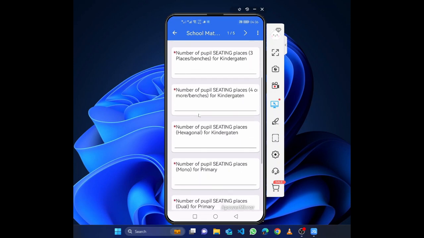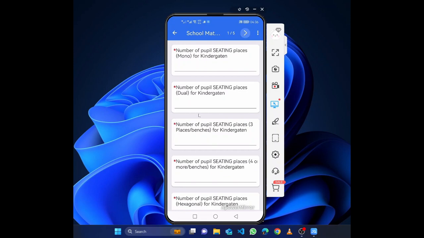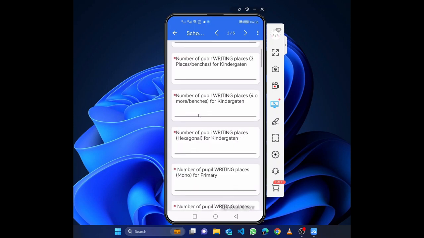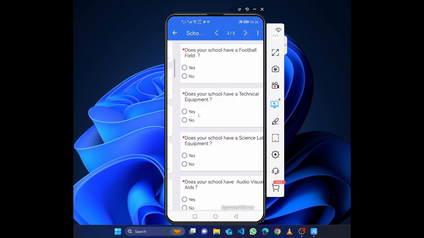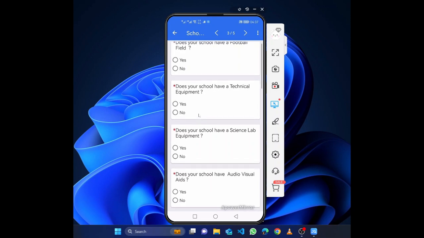So the first part is furniture. Furniture by the school. And the second one is also furniture, which is writing places available. Then the next one, does your school have a school field? Very simple, yes or no.